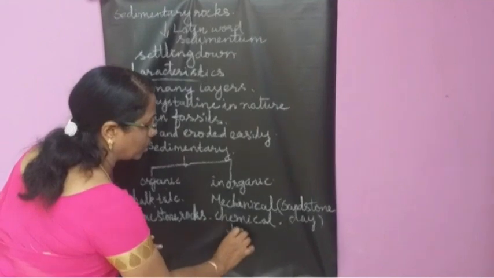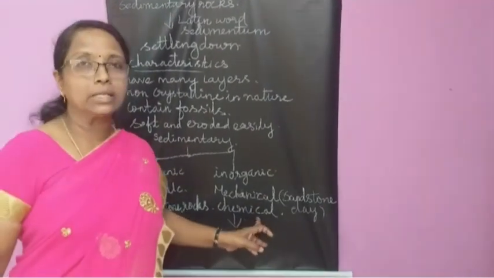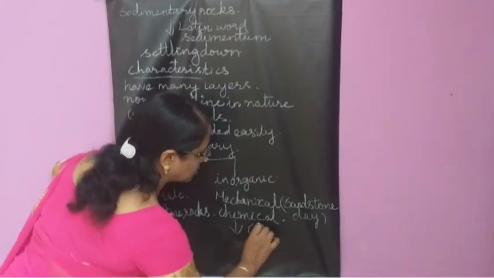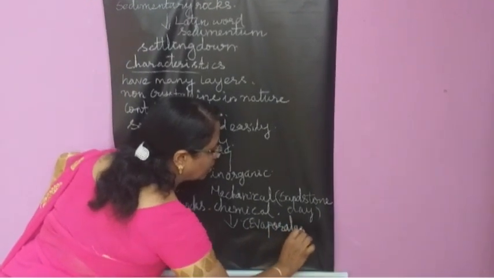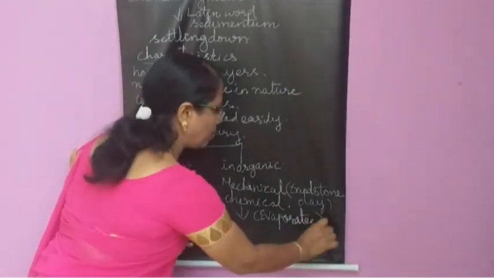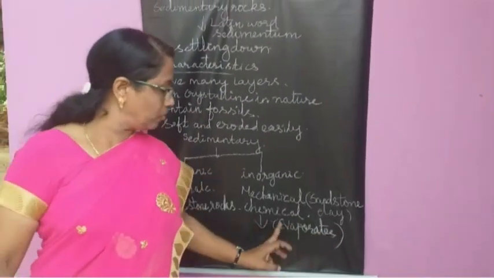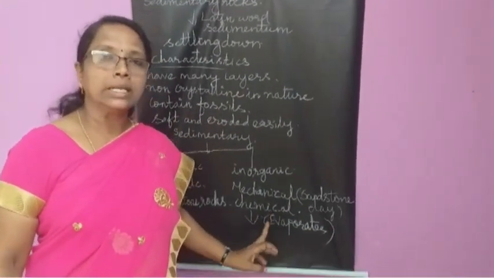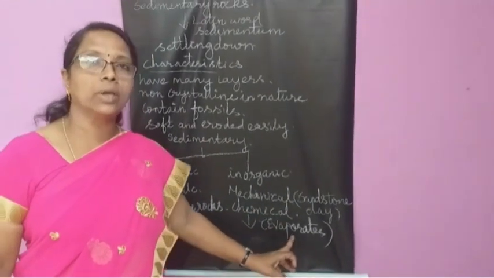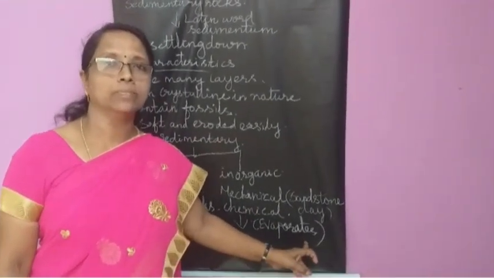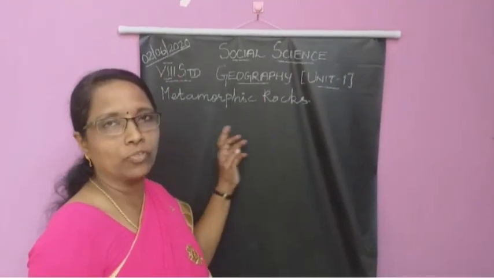Chemical sedimentary rock is nothing but evaporites, which is its other name. From this word evaporites we can understand that it is formed by the evaporation of chemically rich solution.